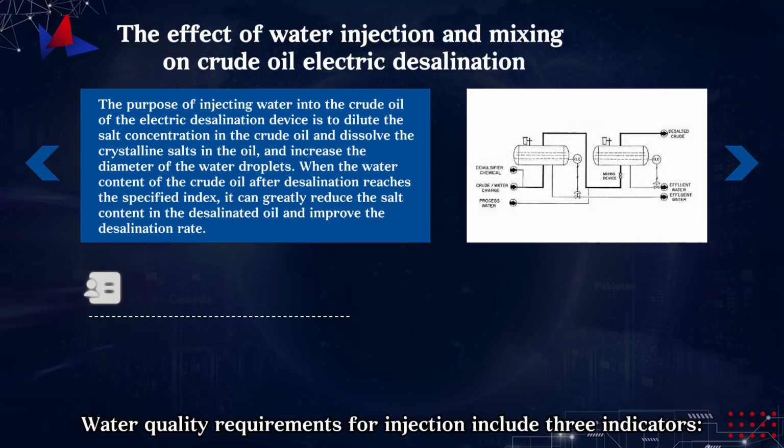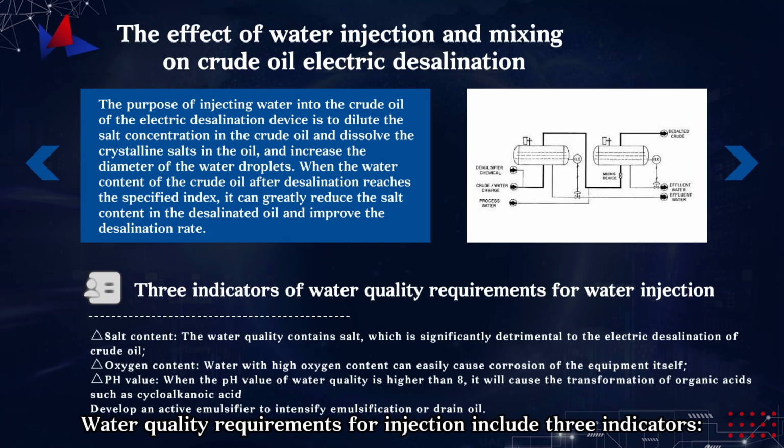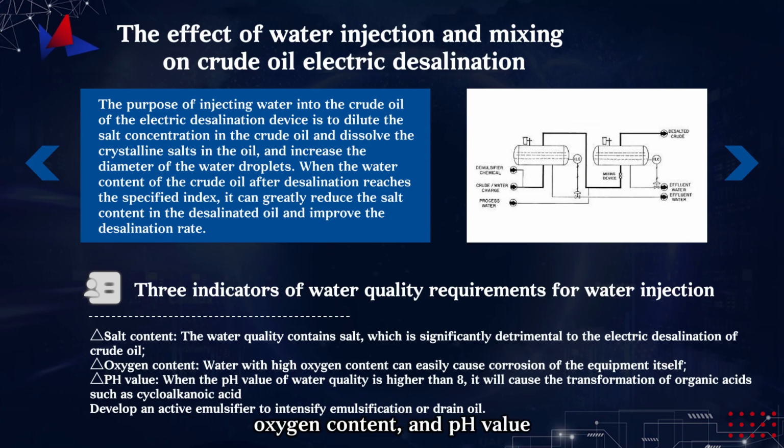Water quality requirements for injection include 3 indicators: salt content, oxygen content, and pH value. High salt content in the water is detrimental to crude oil electric desalting. High oxygen content in the water can easily cause corrosion of the equipment itself. If the water pH is above 8.0, it can convert organic acids like naphthenic acids into active emulsifiers, intensifying emulsification or causing oil carryover in the effluent water.